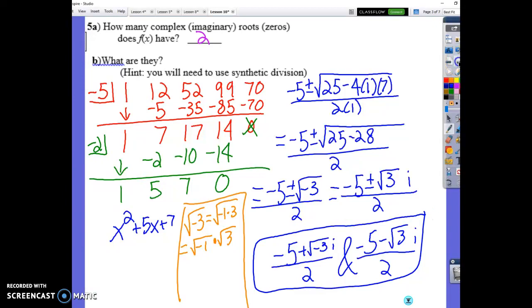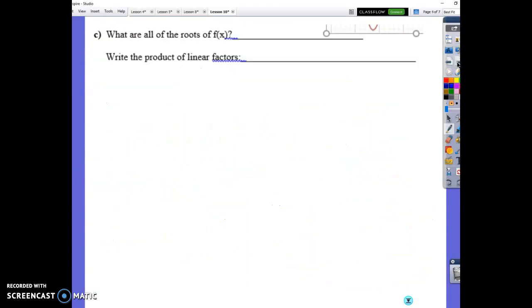Now the next part asks us, what are all the roots? So now we just need to write all of those down. I remember that we had -5, -2, -5 plus root 3 i outside the radical over 2, and our last one was -5 minus root 3 i all over 2.